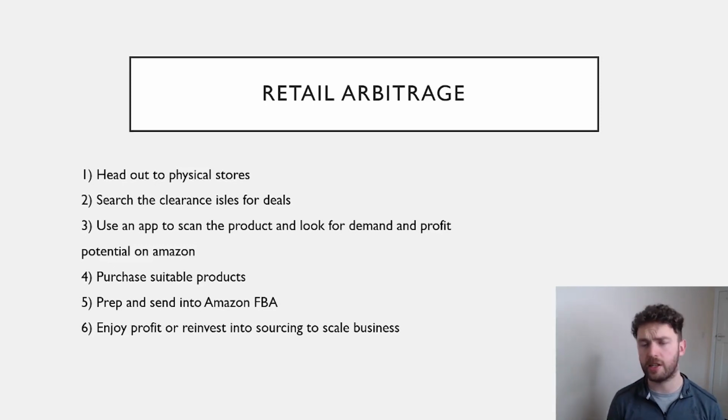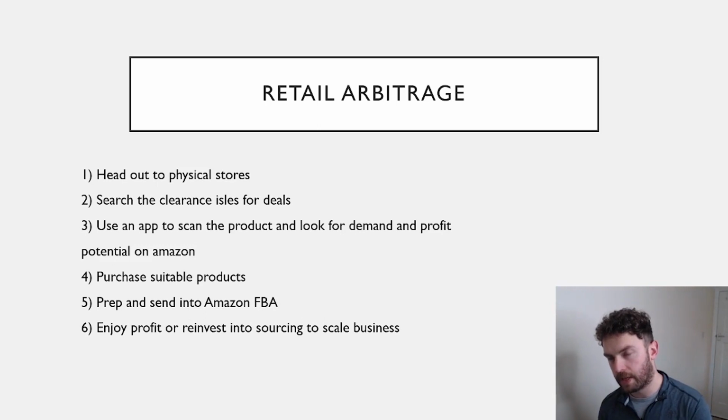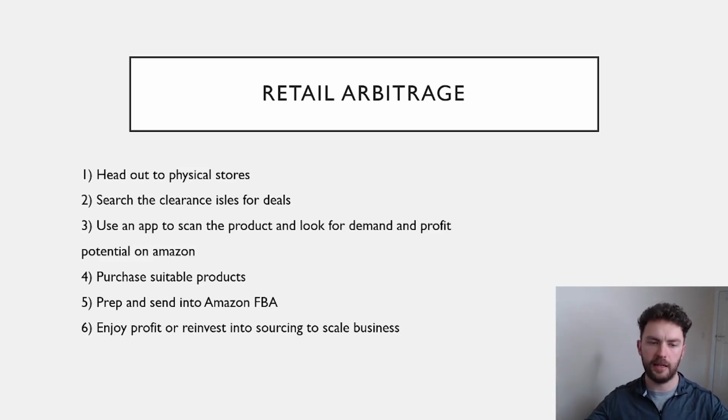So you purchase your suitable products. From this stage, you prep and send them into Amazon FBA. Amazon FBA stands for Fulfillment by Amazon, and it's what we do with private label. You send in all your products, and as your orders come in, Amazon will pick, pack, and post these out on your behalf. So it means you can focus on the front end of building your business, and Amazon will do all the heavy lifting. So you source your products, make sure there's enough profit and demand, send them into Amazon FBA, enjoy the profit, or reinvest into more sourcing trips to scale.